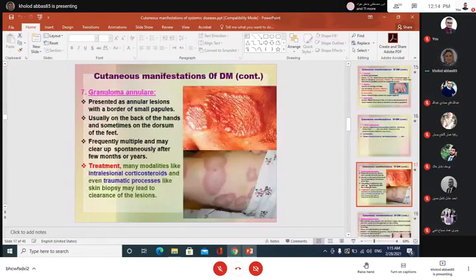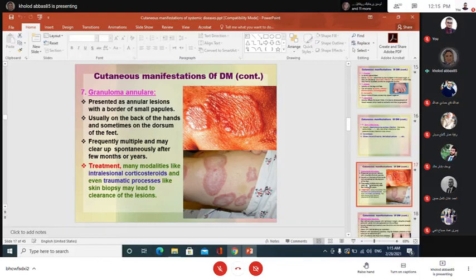Granuloma annulare. This represents an annular lesion with an elevated border of small papules. We call it a beaded border, like a rosary, or the border of small papules, usually on the back, hands, and sometimes on the dorsum of the foot. Usually they are multiple, can present as single, but usually multiple, and may clear up spontaneously after a few months or years.